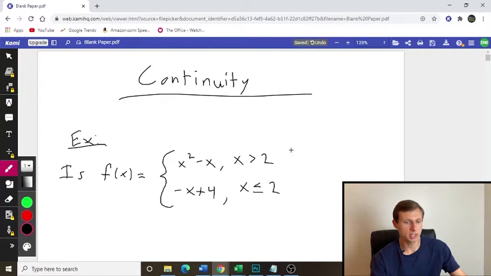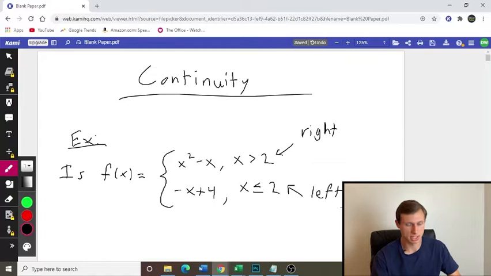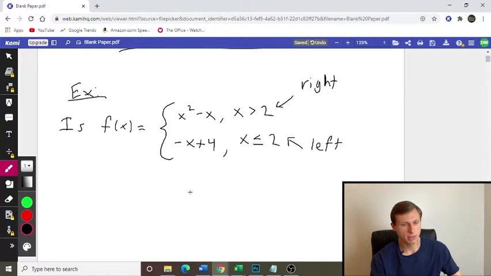So it's important to understand that the x greater than 2 part is going to be coming in from the right, and the x less than or equal to 2 is going to be the left. That's important to think about when we're talking about the second step for continuity, which is evaluating the limit from both sides. Now the first step when it comes to computing continuity is we first need to prove that the value f of 2 exists.